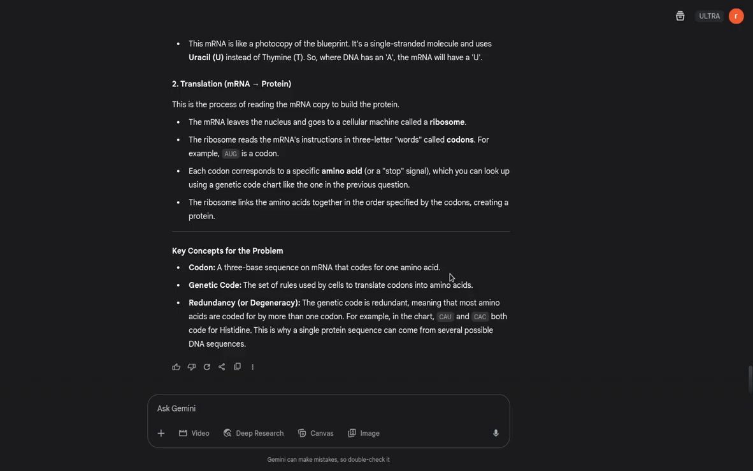Redundancy or degeneracy. The genetic code is redundant, meaning that most amino acids are coded by more than one codon. For example, in the chart, CAU and CAC both code for histidine, which is why a single protein sequence can come from several possible DNA sequences. Okay, understood.